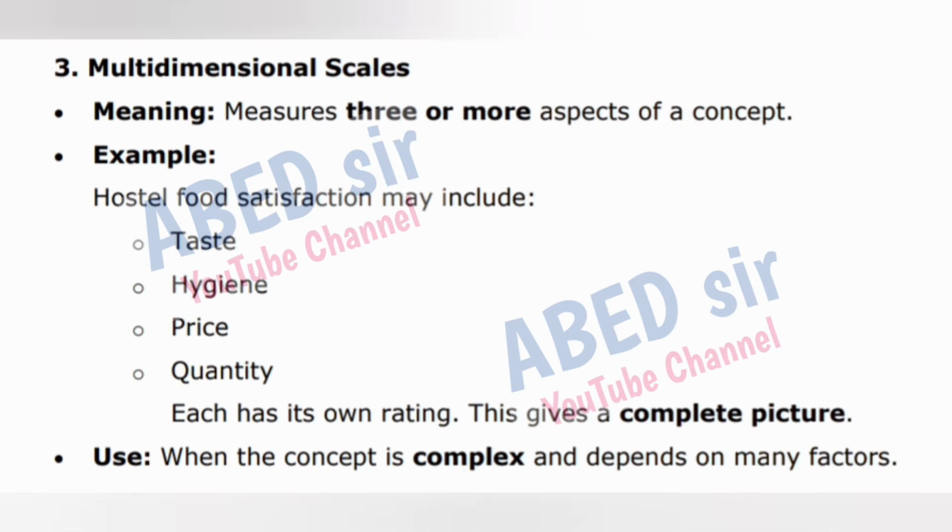Multidimensional scales measure 3 or more aspects of a concept. Example: hostel food satisfaction may include taste, hygiene, price, quantity. Each has its own rating. This gives a complete picture. Use when the concept is complex and depends on many factors.